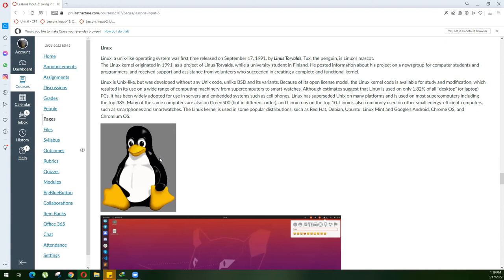It is Unix-like, but was developed without any Unix code, unlike BSD and its variants. Because of its open license model, the Linux kernel code is available for study and modification, which resulted in its use on a wide range of computing machinery, from supercomputers to smartwatches.